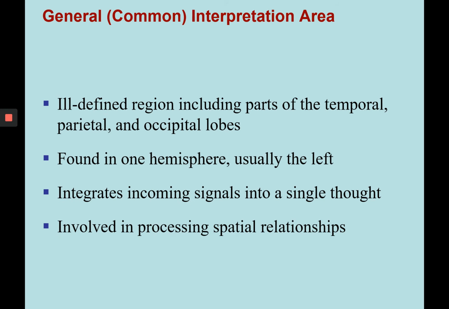There's also a general interpretation area. We think it's multimodal, but it's really ill-defined. There's parts of it in the temporal, parietal, and occipital lobes, usually also found in just one hemisphere, again, generally the left. And this would be able to integrate multiple incoming sensory signals into a single thought. So we think that there's a general area involved in conscious thought, but it may have to get information from other multimodal association areas. It's involved probably with the posterior association area, and it's going to be able to also process spatial relationships.